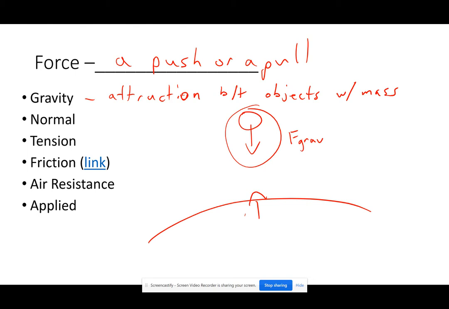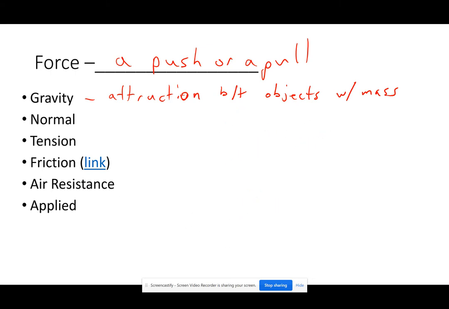That's gravitational force. So again, the earth and objects are attracting each other, but if we're just looking at this object, we're looking at just the force of gravity pulling the object down. And gravity will always point down in our scenarios. They will always point towards the earth.